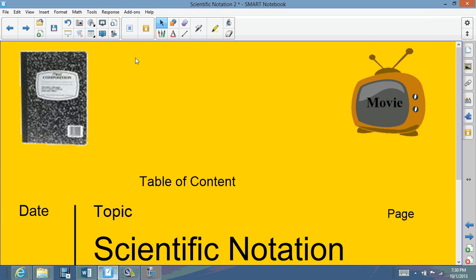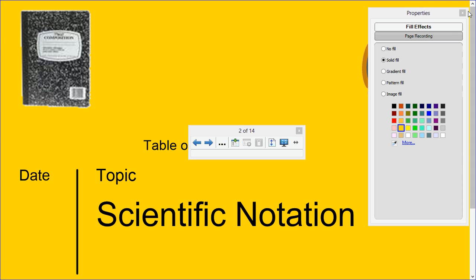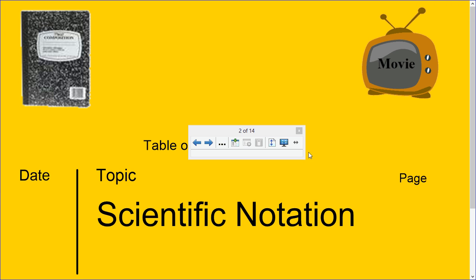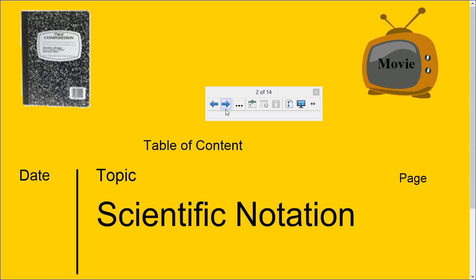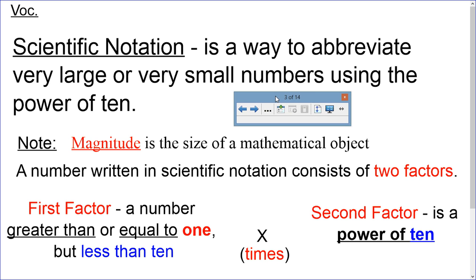This is Dr. Robinson, and today we are going to continue our study, and this time we're going to talk about scientific notation. So, first thing, scientific notation is a way to abbreviate very large or very small numbers using the power of 10. When we're talking about very large or very small numbers, we're really talking about the magnitude or the size of the mathematical numbers or objects themselves.